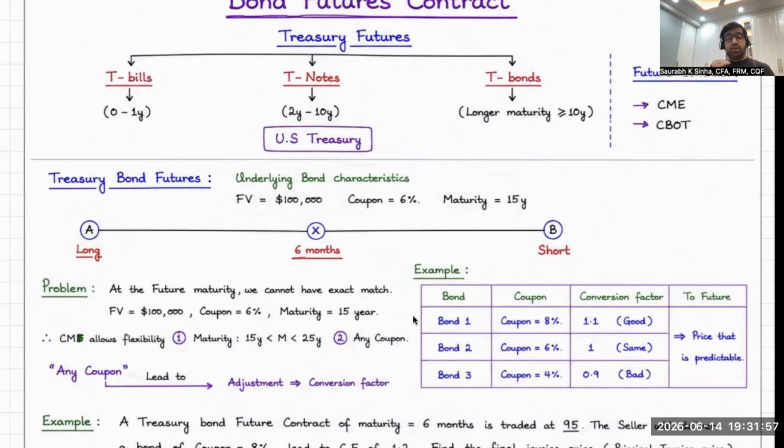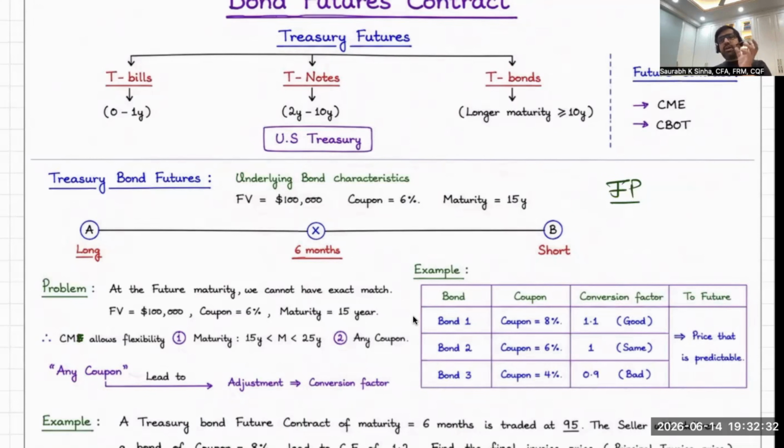So in this future contract, A and B are buying or selling a specific treasury bond which has a maturity of 15 year, coupon 6%, face value 100,000. And say the maturity of the contract is 6 months. So on the maturity of the contract, after 6 months, A will buy this underlying asset from B at a predetermined price that is called the future price.